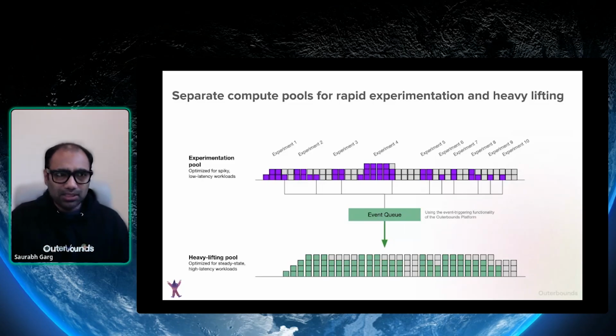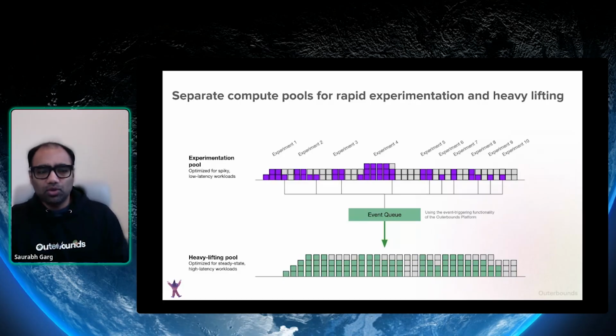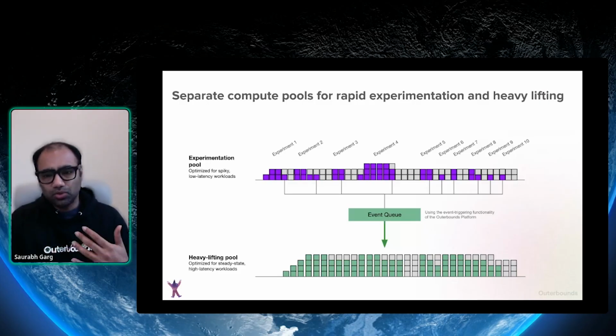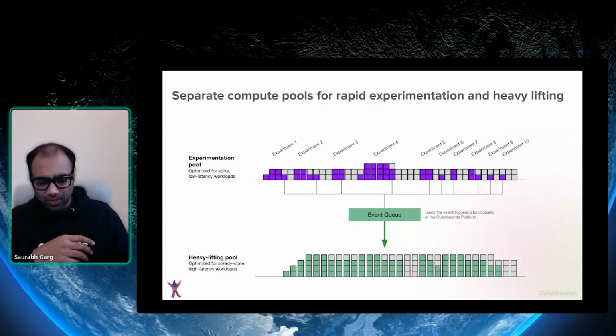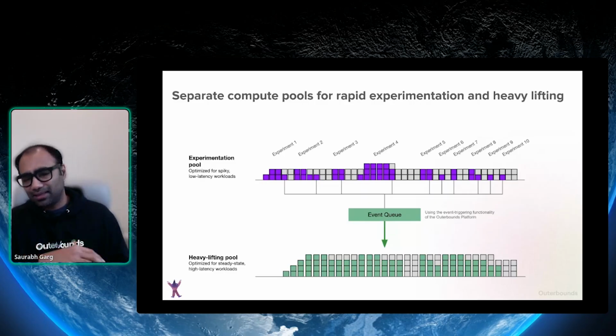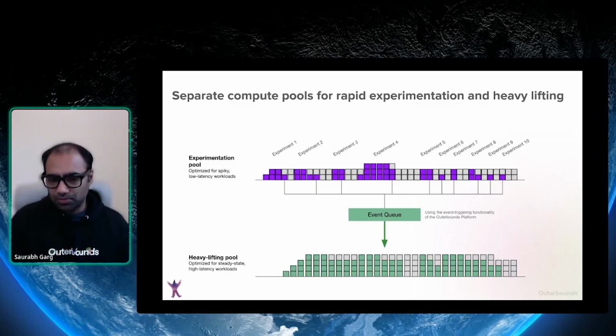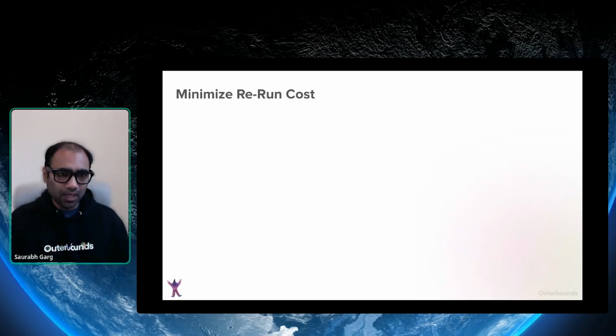In an experimentation pool, you're optimizing for spiky, low latency workloads, but in a heavy lifting pool, you might want to optimize for steady state, high latency workloads. Then you can use an event queue. Say you have low latency workloads running in your experimentation pool. They might emit events, and that can trigger downstream flows in the heavy lifting pool, which have a higher SLA, a higher cost profile, or a higher priority and whatnot.